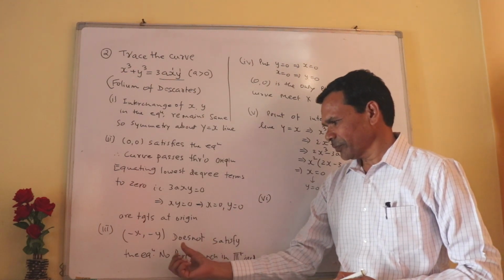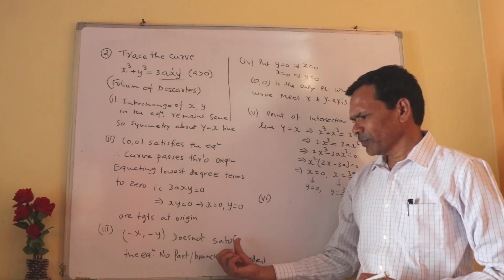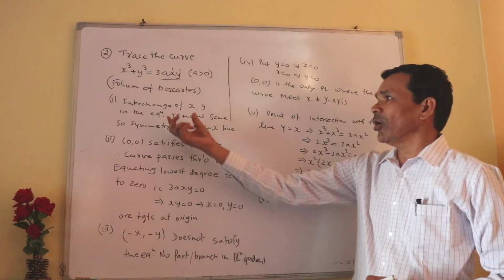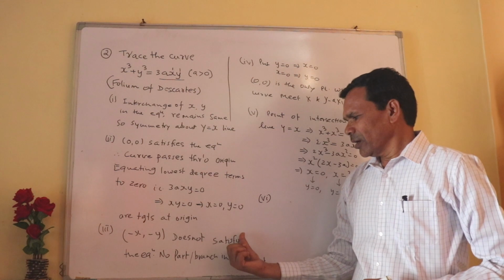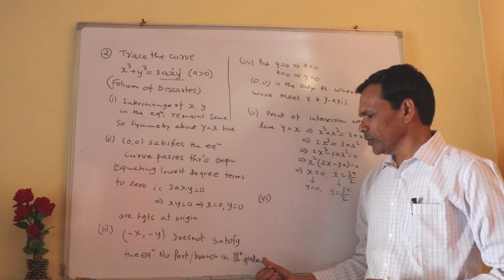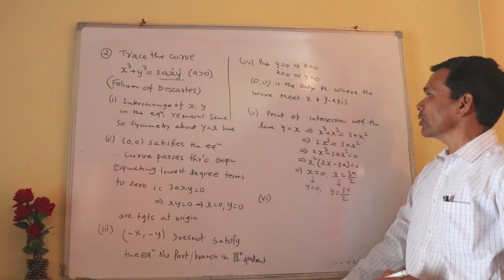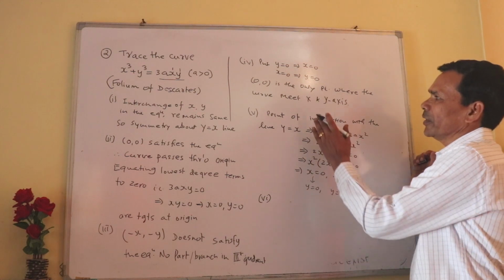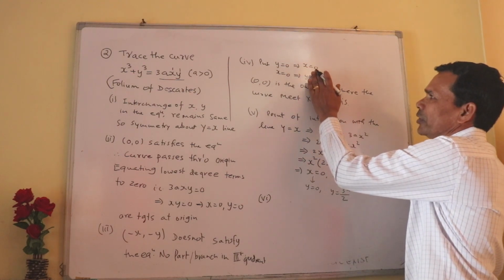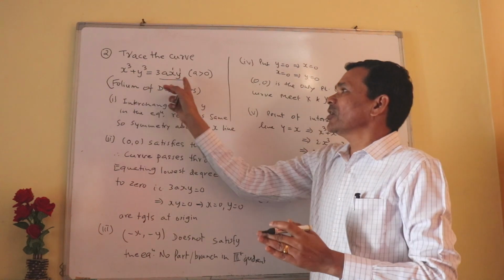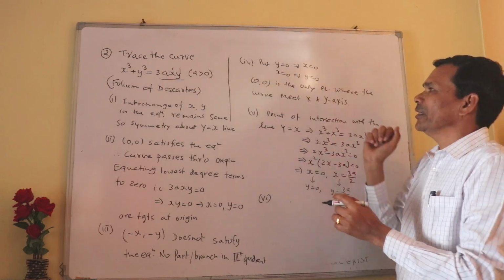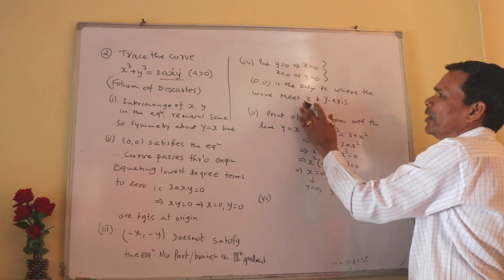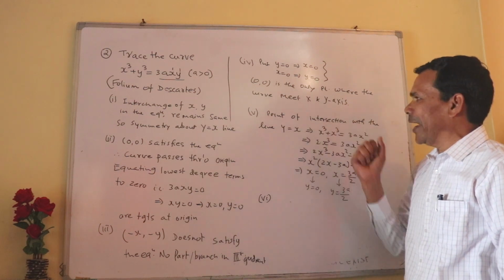The next is minus x, minus y, that is the third quadrant. It does not satisfy the equation of the curve, so no branch of the curve is located in the third quadrant. Now the points of intersection with the x and y axis. Obviously, if you put y is equal to 0 in the equation of the curve, you get x is equal to 0, and if you put x is equal to 0, you get y is equal to 0. So (0, 0) is the only point where the curve meets the x and y axis.